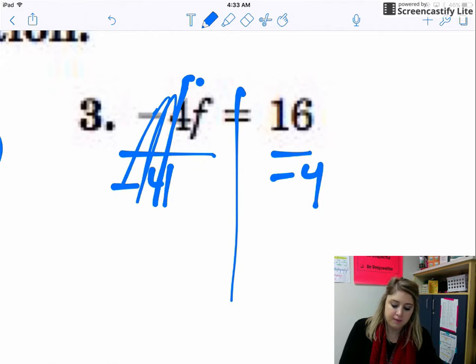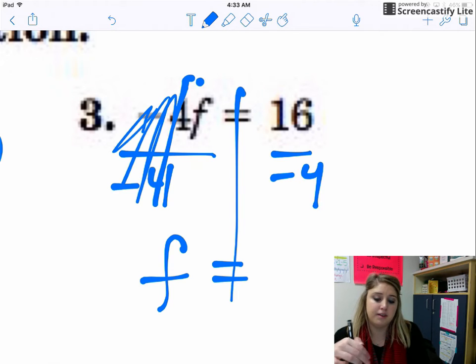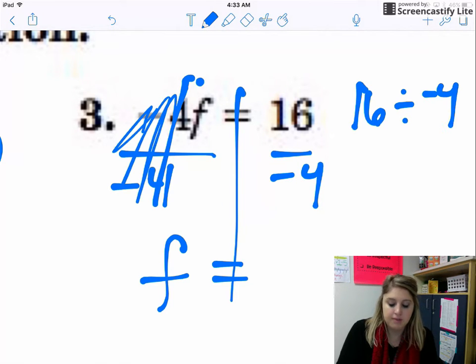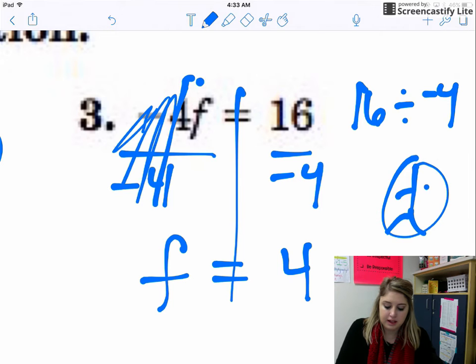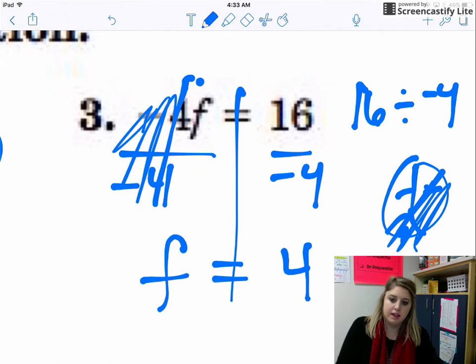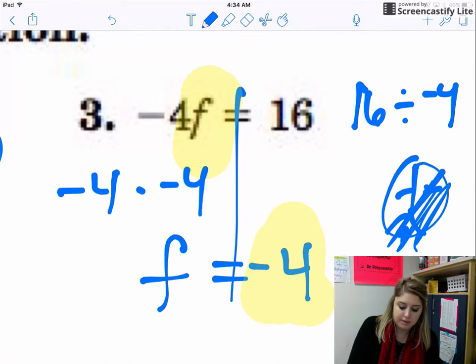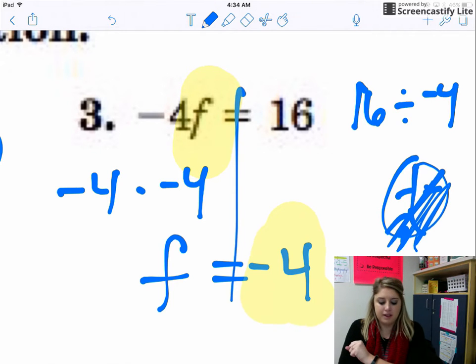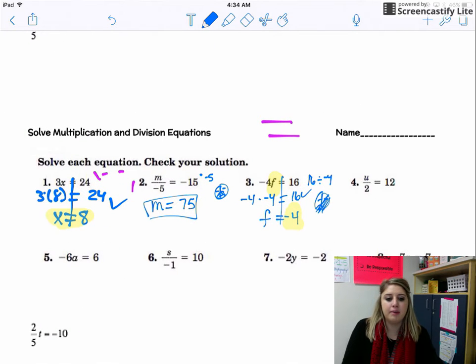So the -4s cross off, and I'm left with f equals 16 divided by negative 4. Well, I can make 4 groups times 4 into 16, and because it was a positive divided by a negative, I'm left that this is negative 4. If I went back through and plugged this in for f, I would have negative 4 times negative 4, and two negatives make a positive. Yes, that is 16.